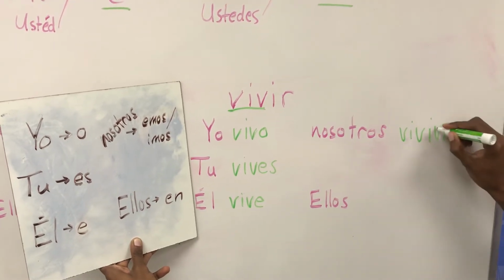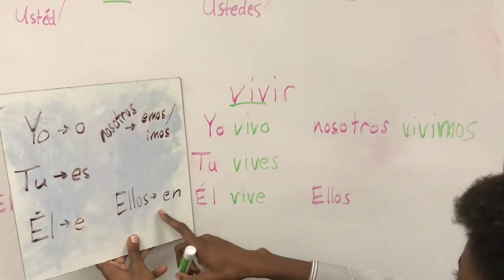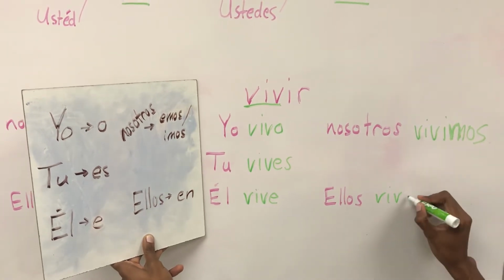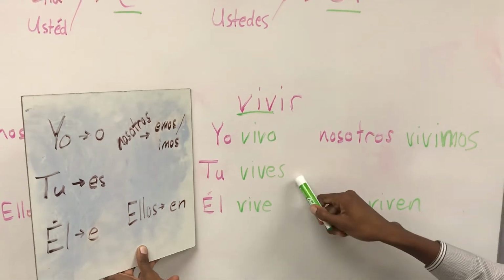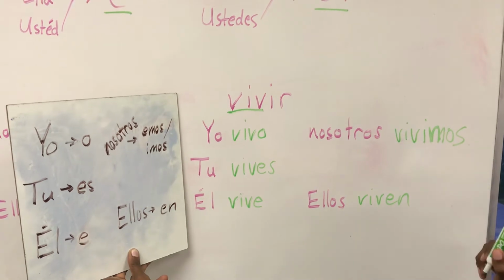Vivimos. Okay, ellos. It ends in en, so you write the stem. Viven. Ellos viven. I live, you live, he lives, we live, they live.